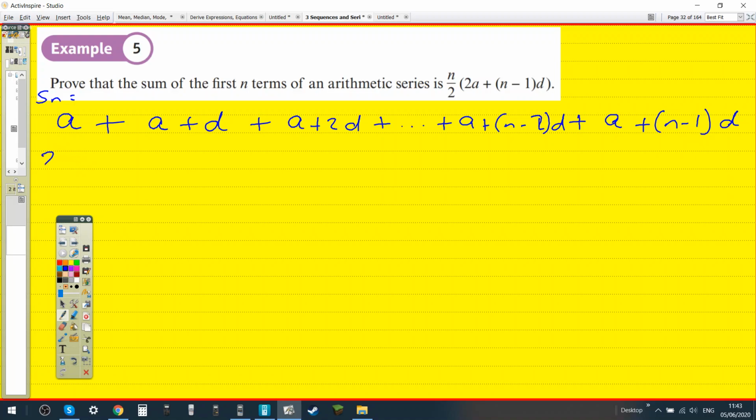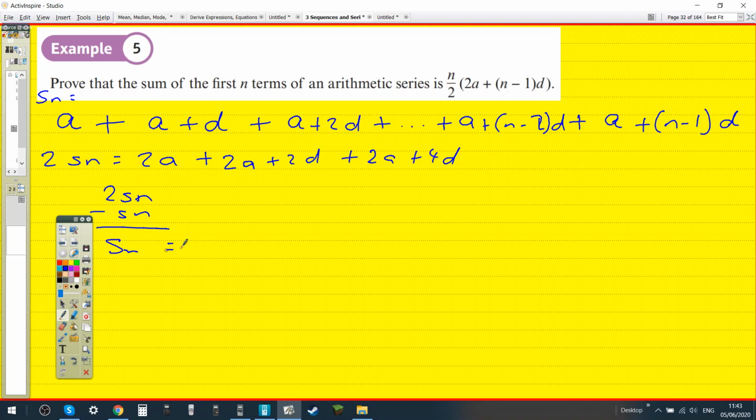You then double everything. So 2 times the sum to n terms would be 2a plus 2a plus 2d, something like that, plus 2a plus 4d. And then you do the top one, take away the bottom one. So 2 sum to n terms minus the sum to n terms gives you the sum to n terms is their formula there: n over 2 times 2a plus n minus 1 d.